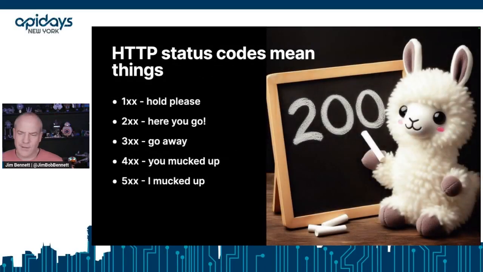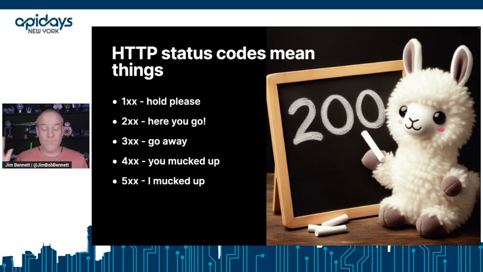Now, what are these 200s, these 404s, these status codes? They actually mean something. So there is actually value in the number that we are returning. Anything in the 100s means hold, please. Your request is not able to be completed, but waiting on something. Anything in the 200s means, here you go. Okay, created, it worked. Here's your return value, whatever. The 300s mean go away. Redirect to somewhere else, endpoint not available. Something like that. You need to call something different.